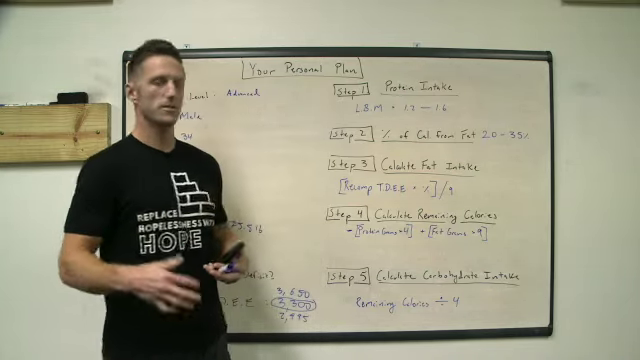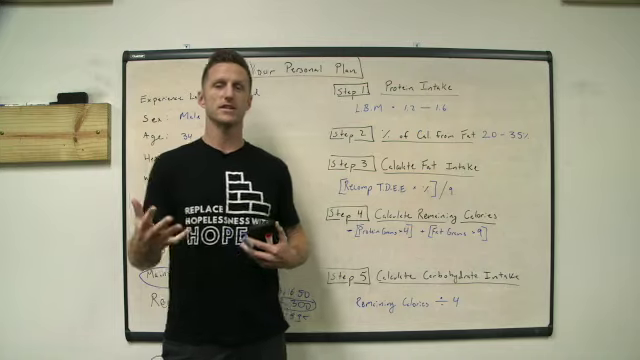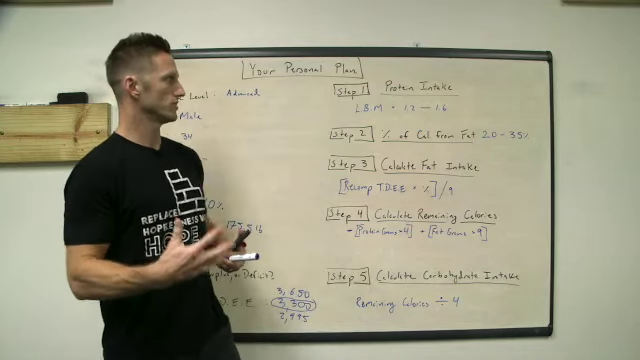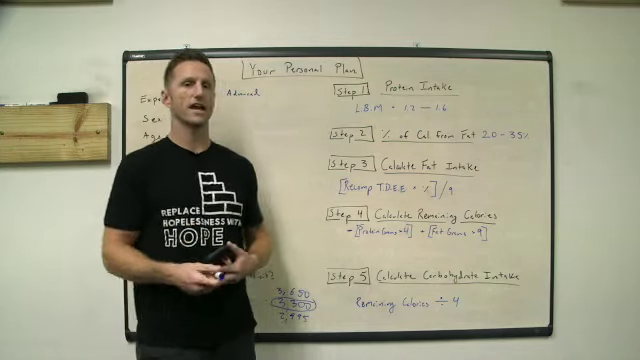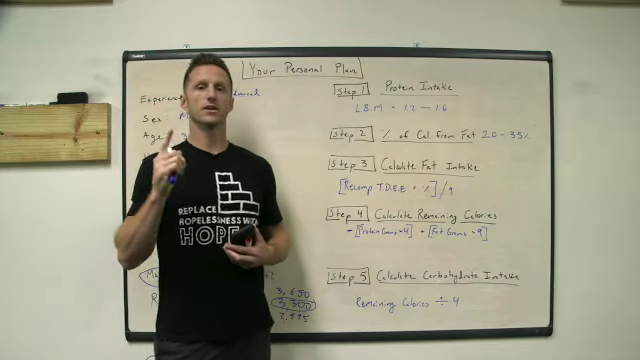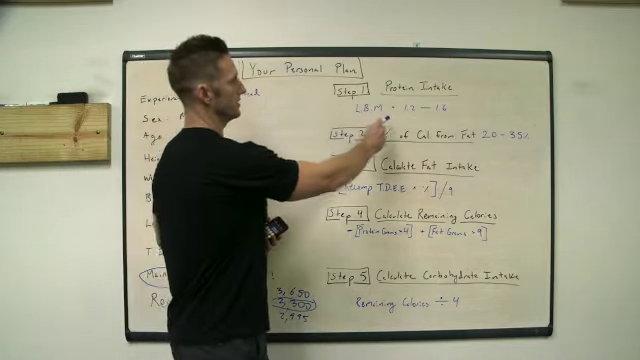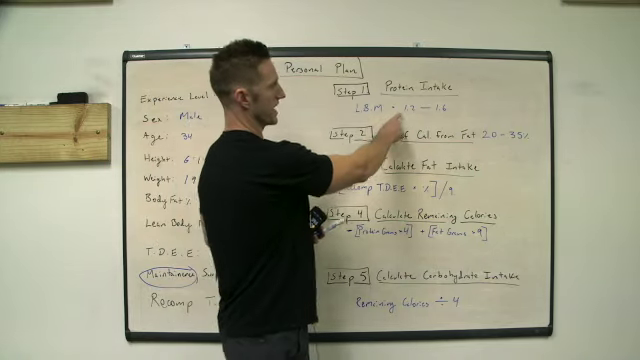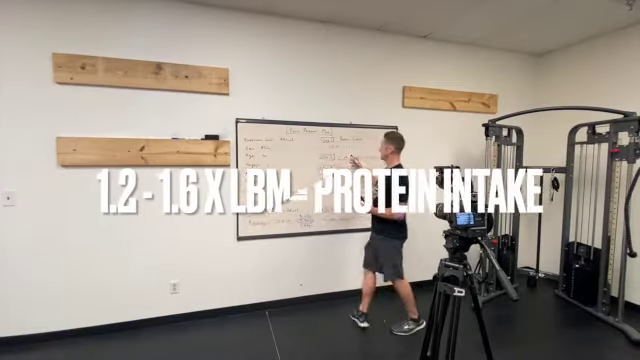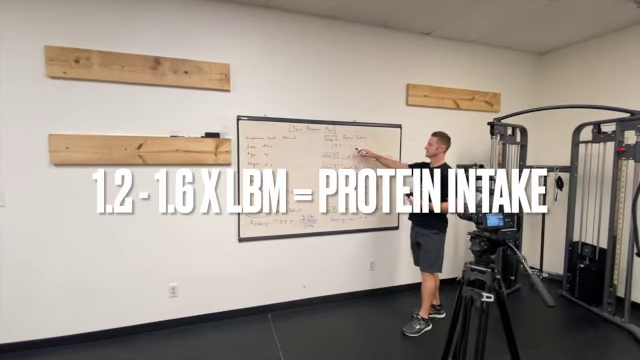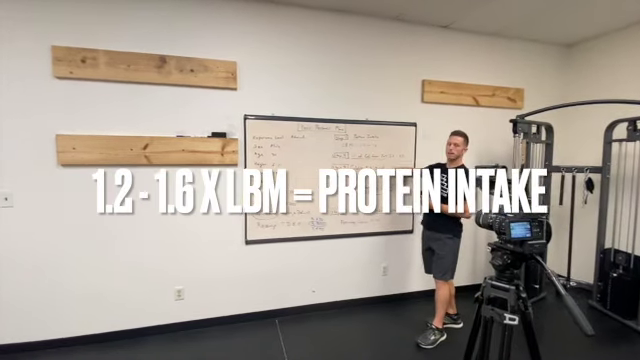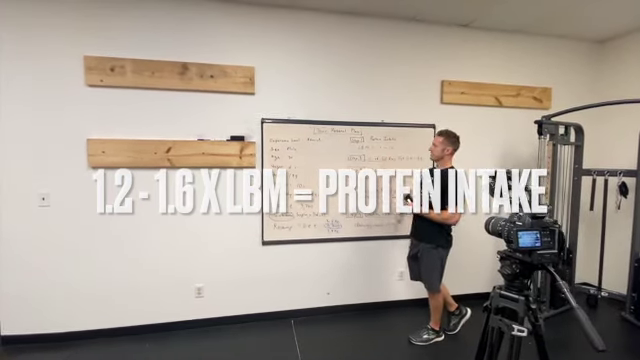We know from the best exercise science studies that have been done out there that if you really want to maximize muscular gain, you want to be slightly higher than 1 gram of protein per body pound. So what we're going to do here is we're going to use a range. The range is going to be 1.2 grams to 1.6 grams per pound of lean body mass.